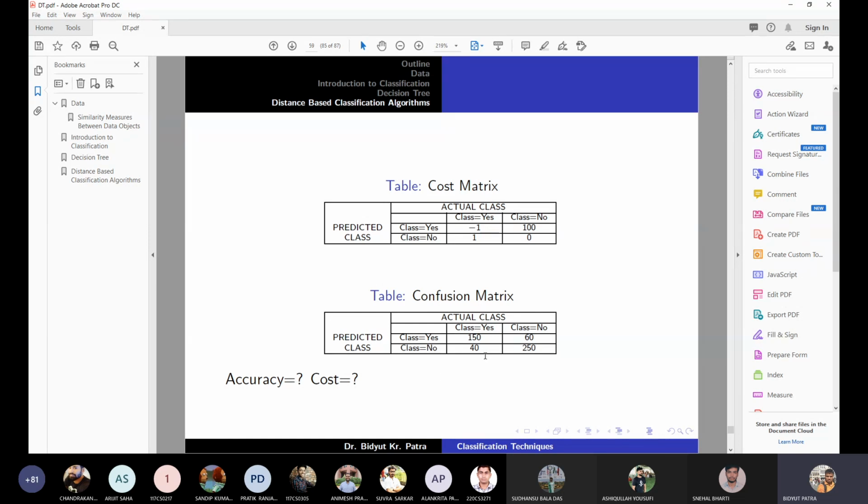Now, if you consider the cost matrix, you just multiply element-wise: 150 multiplied by -1 plus 250 multiplied by 0. So the accuracy will be -150. A lesser number indicates that it is more accurate. So -150 divided by 400, that will be the accuracy if you consider the cost matrix.